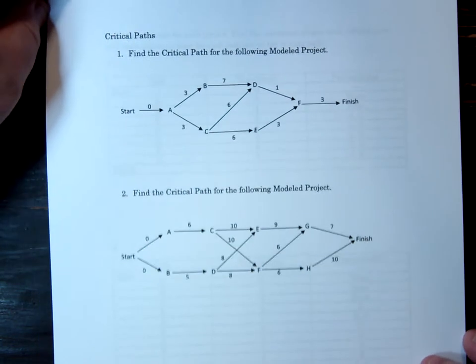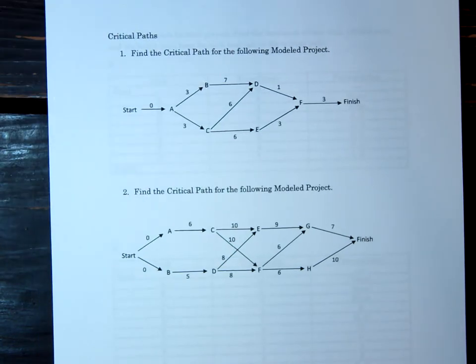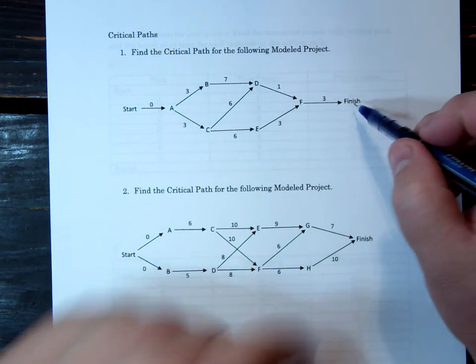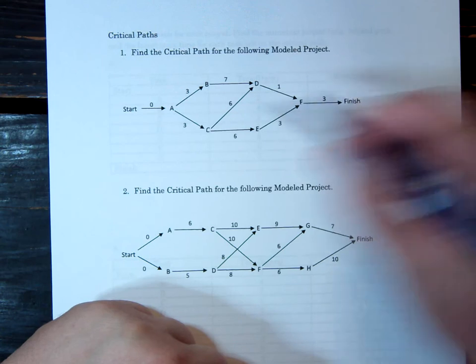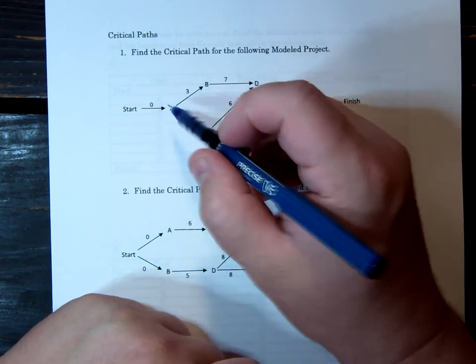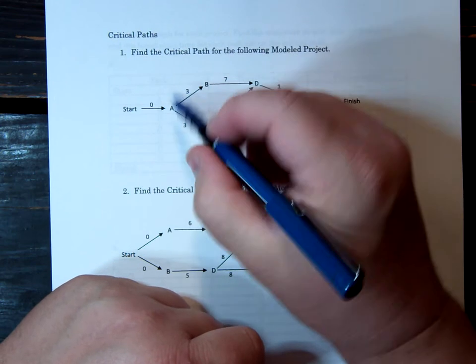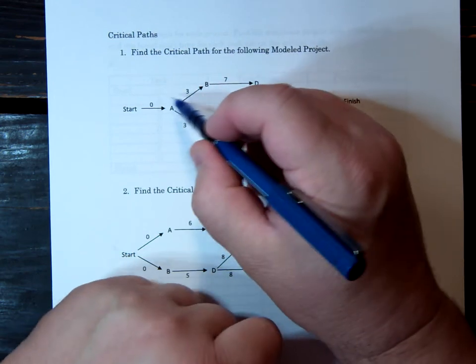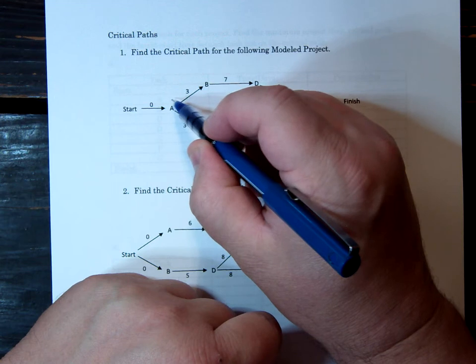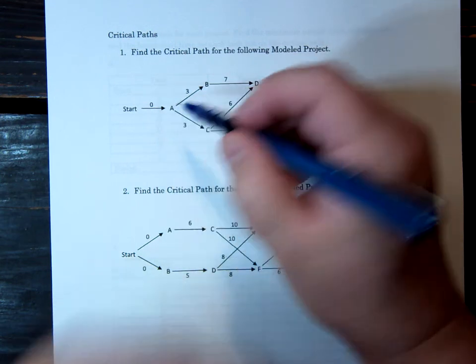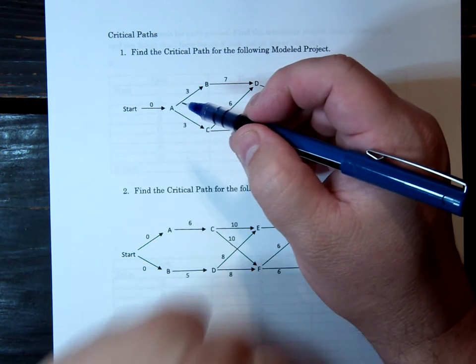Alright, so this is the video for the critical paths homework. You need to find the critical path, and to find the critical path you need to find your minimum project time, which starts from left and goes to right. Above each letter, or below, I'm going to write the amount of time it takes to get started with that task.